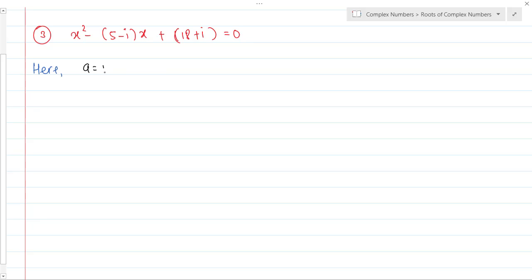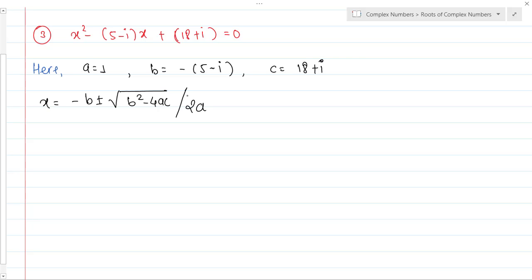Here a is equal to 1. What is b? b is equal to minus of 5 minus i, and c is equal to 18 plus i. Okay, so now let's write the value of x. So x is equal to minus b plus or minus root of b square minus 4ac upon 2a. Okay, so this upon is for both the terms. Let's substitute the values of a, b, c here. So it's minus of minus, so it becomes 5 minus i plus or minus root of b square minus 4ac.